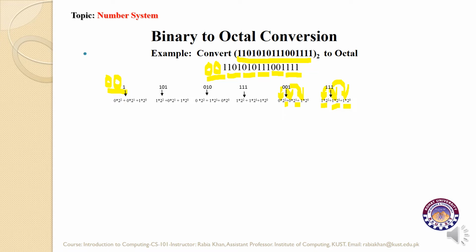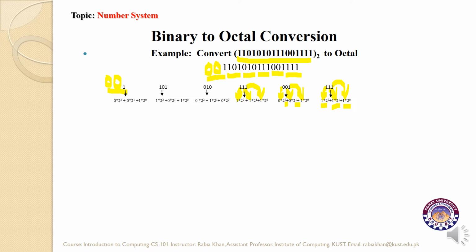Similarly, in this third group, the first bit is multiplied by 2 and the power of 2 is 0. Another one is multiplied by 2 and the power of 2 is 1. And the third one is multiplied by 2 and the power of 2 is 2. This process goes on till we multiply all the groups.